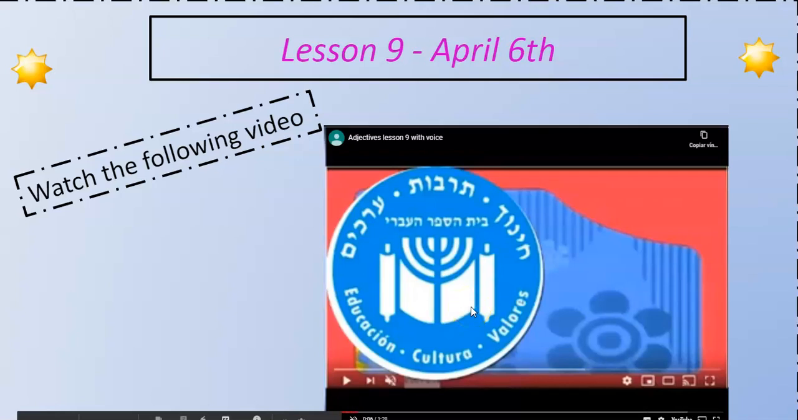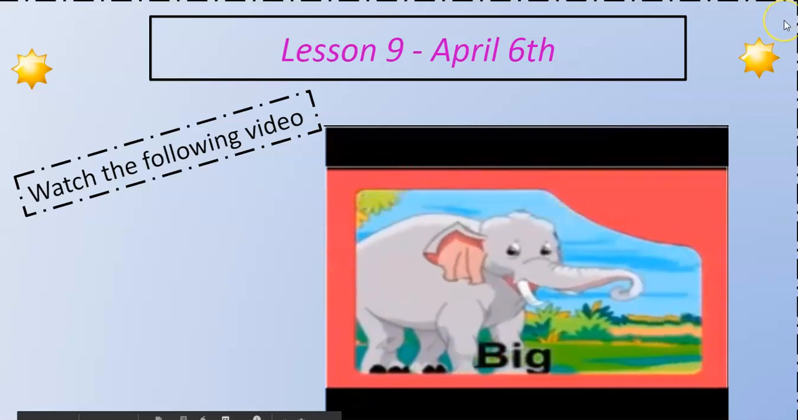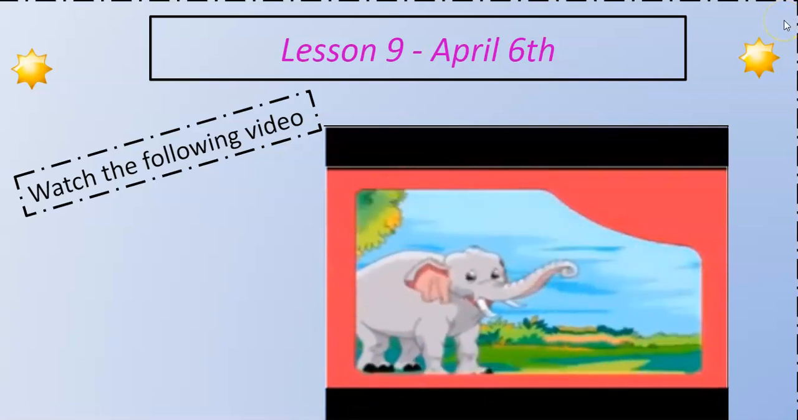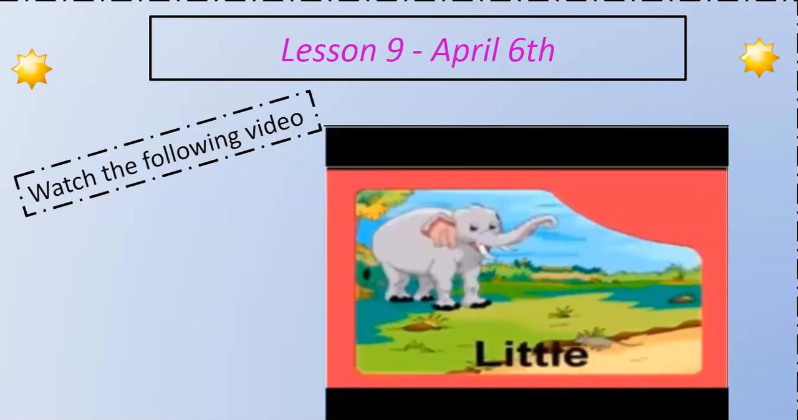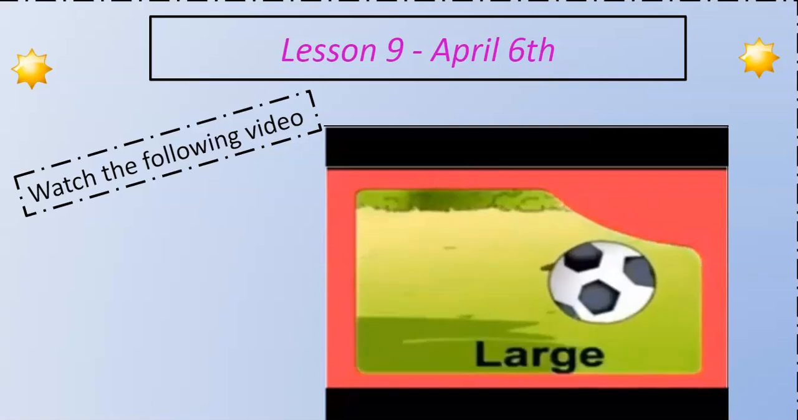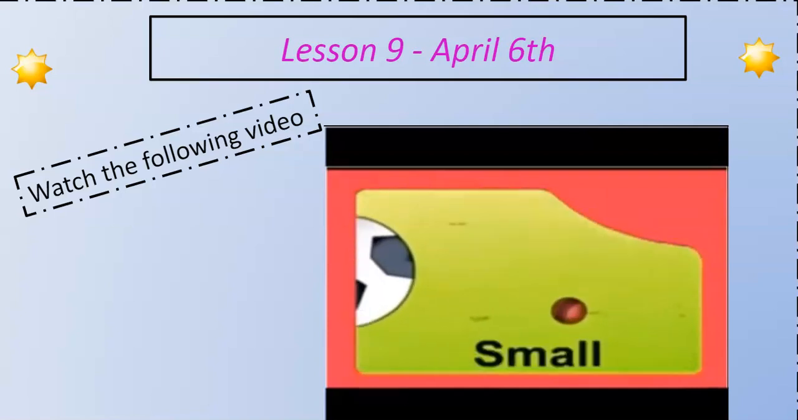Today's lesson is going to be about describing words. Here we have an elephant that is big, and we have a mouse that is little. This ball is large, and the other one is small.